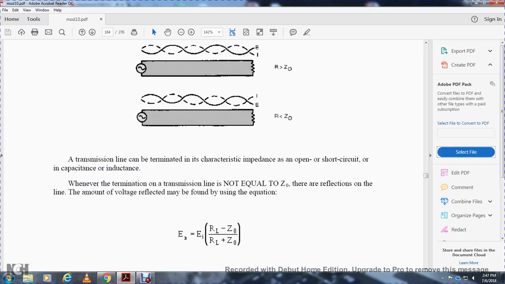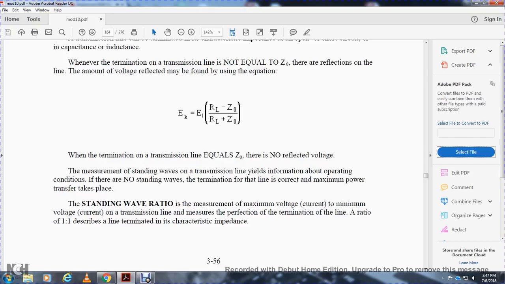When the termination of the transmission line is not equal to the characteristic impedance, there is reflection on the line. The amount of the reflected voltage may be found using the following formula: the reflected voltage over the incident voltage is equal to the load resistance minus the characteristic impedance, over the load resistance plus the characteristic impedance. When the termination of the transmission line equals the characteristic impedance, there is no reflected voltage.